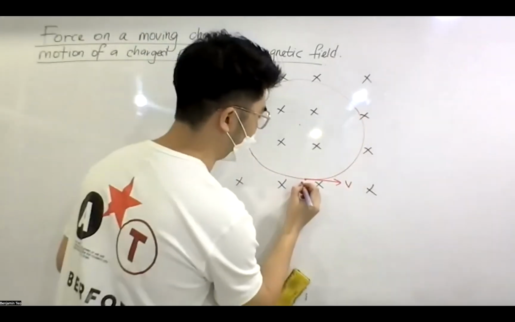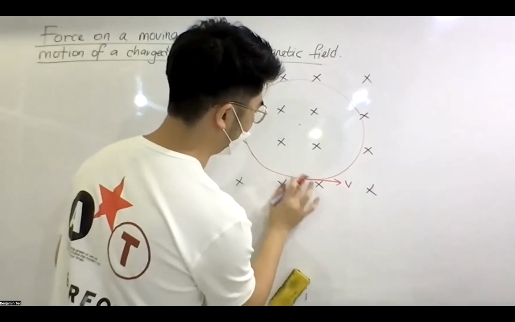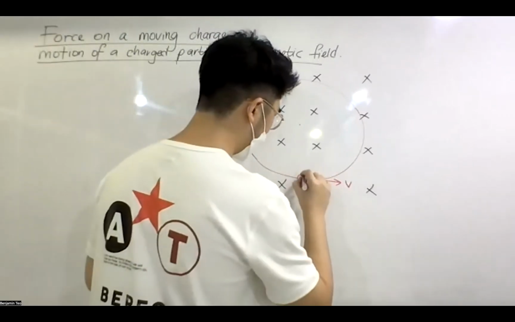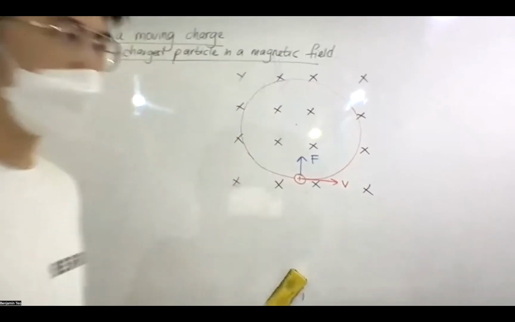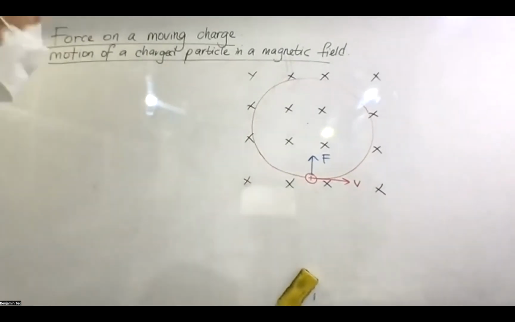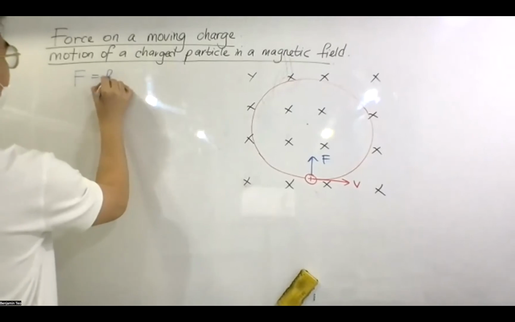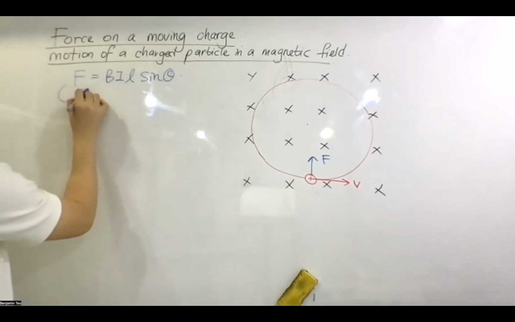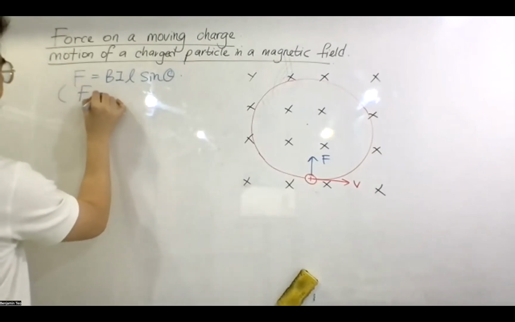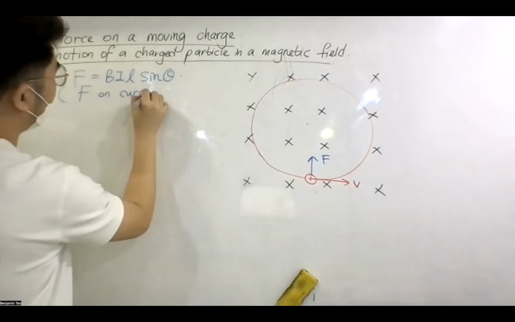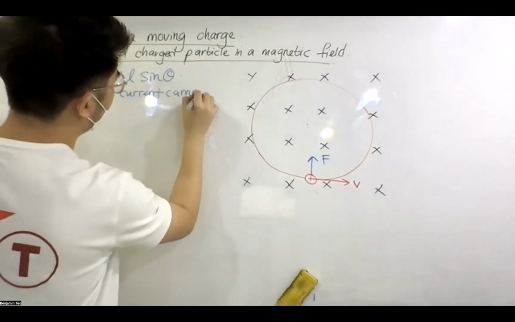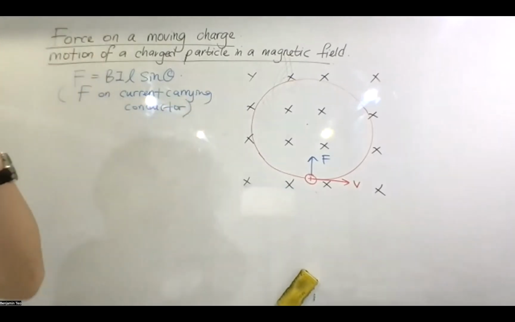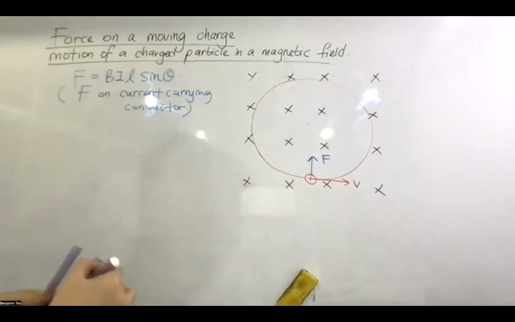This is the force acting on one positive charge, correct? Then we'll derive the magnitude of the force acting on this charge. We already have the force just now. What is the formula? F equals BIL sine beta. This is the force acting on a current carrying conductor. If I want the force on one single charge, what do I do?